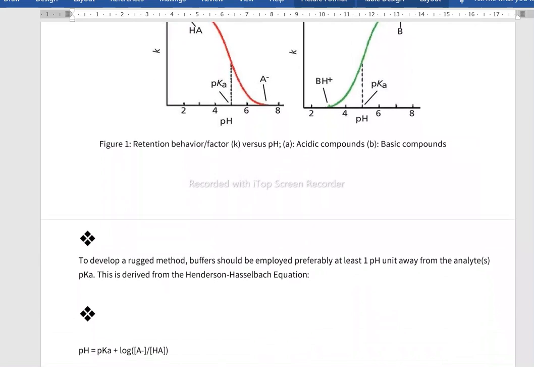To develop a rugged method, meaning a method in which the results do not vary by small but deliberate changes in the method conditions, a buffer should be employed, preferably at least one pH unit away from the analyte's pK. This is derived from the Henderson-Hasselbalch equation.